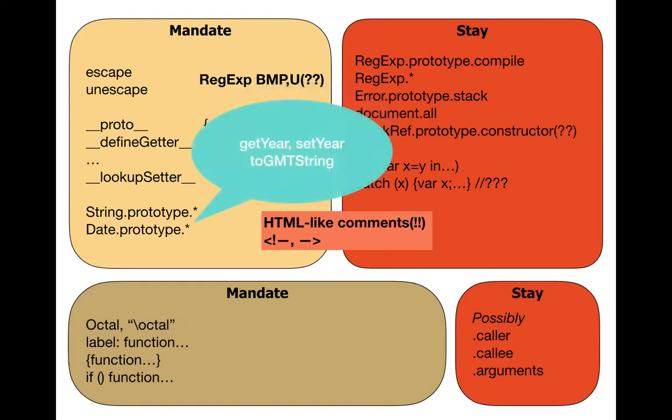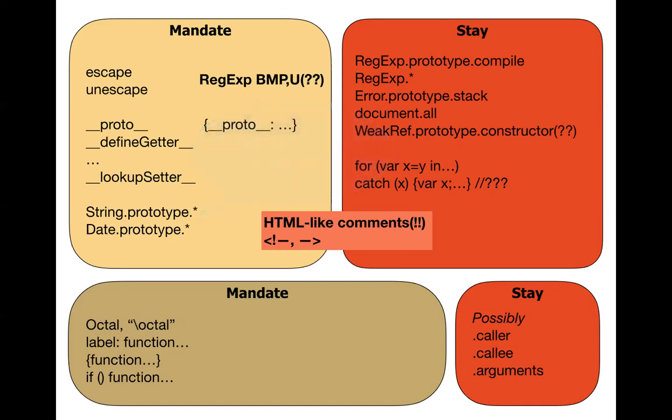For Date, there's getYear and setYear, which give you 2-digit years instead of 4-digit years, so it creates a danger of a Y2K problem. And this being 19 years after Y2K, I'm not sure how worried we should be anyway, but in any case, they're universally implemented, likewise toGMTString.